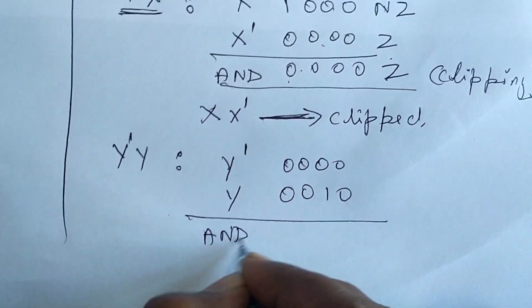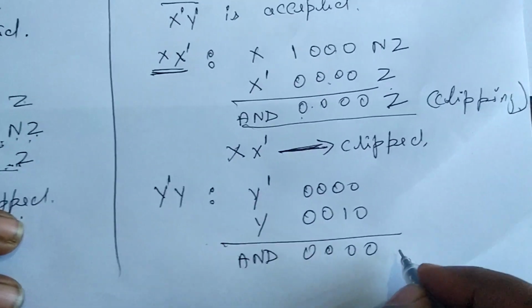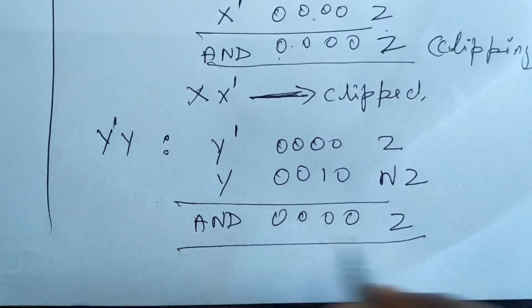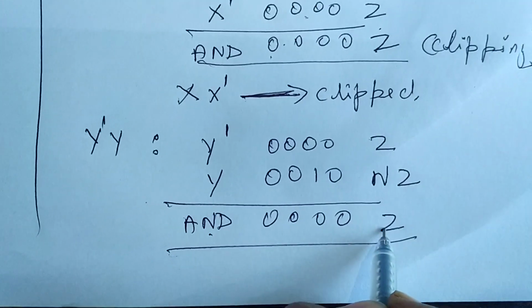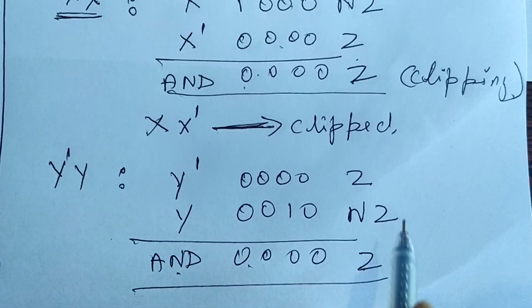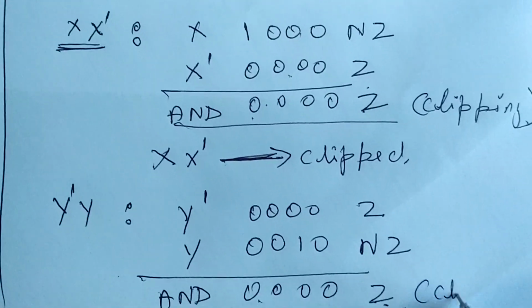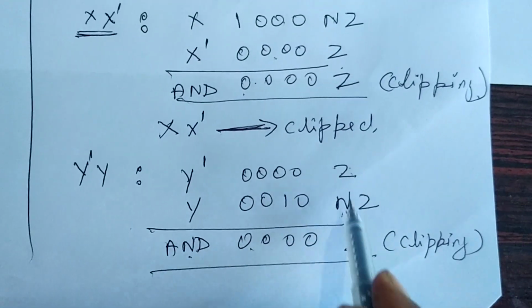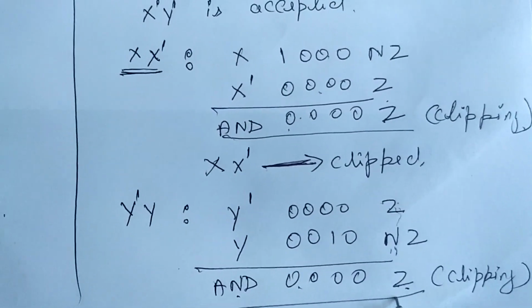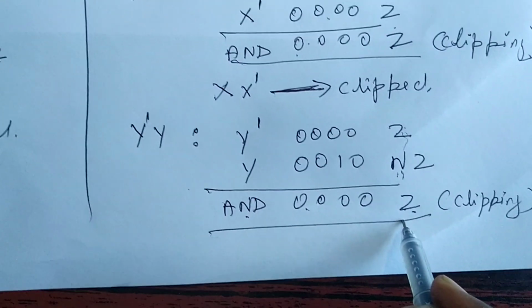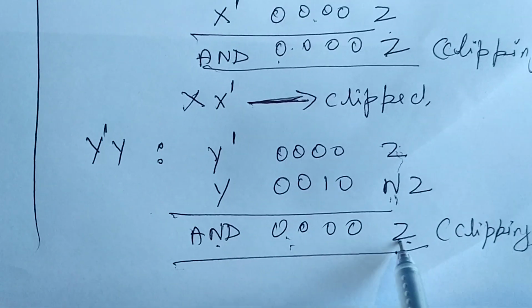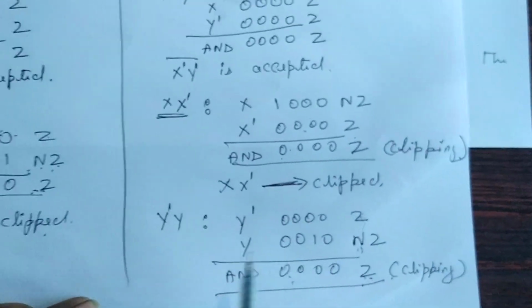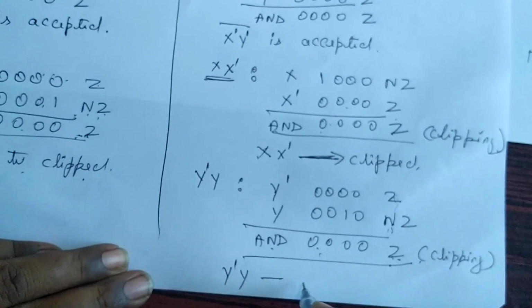We'll apply the AND operation for this, 0000 with 0010. What is the result here? 0. One of these values is non-zero and the other is 0. So please note again that the AND operation is 0. This means that the line has to be clipped, because among these two values, one value is non-zero. If all are 0, we need to accept the line, as it will be inside the clipping window. But in this case, the AND operation is 0, but one of these two values is non-zero. So we need to perform clipping. So for Y dash and Y, the line has to be clipped here.